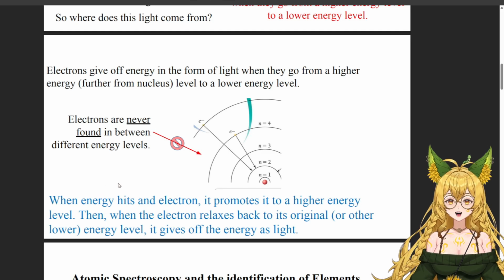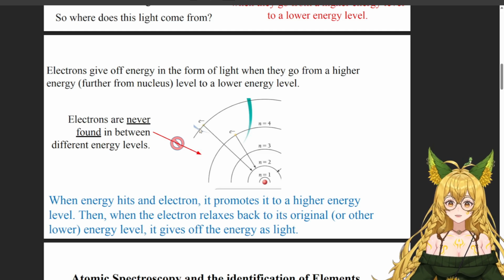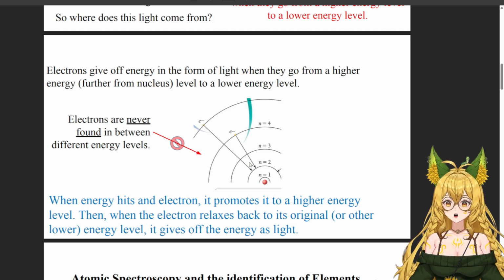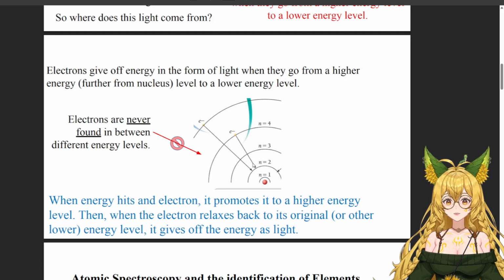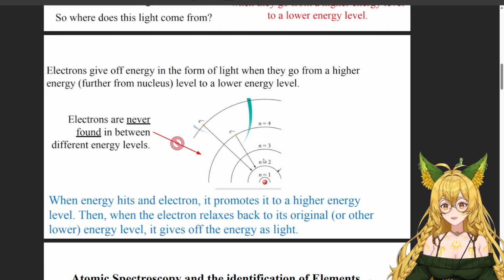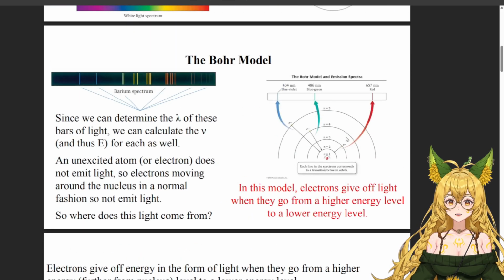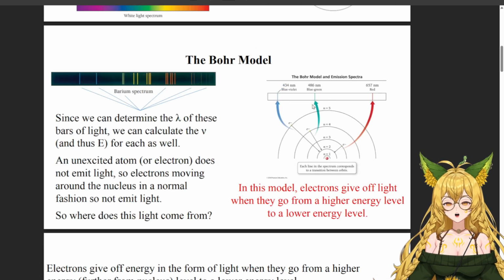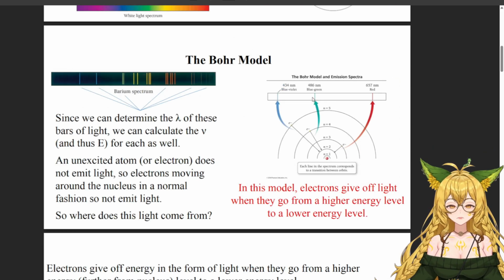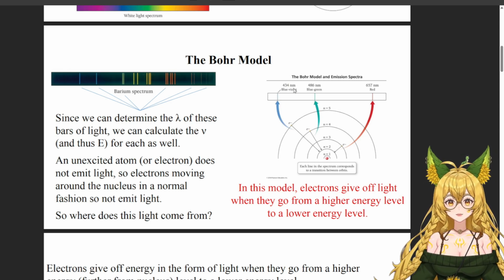So when an energy hits an electron, it promotes it to a higher energy level. Then, when the electron relaxes back to its original or even other lower energy level, because it might just release even more, say it started at 3 and then it goes up to 5 and then it could relax back down to 2, it gives off energy as a form of light. And depending on the distance traveled, you can get different colors, basically described as nanometers. You know how some colors are described by like RGB values? Well, we could actually determine different colors based on the wavelength in nanometers.